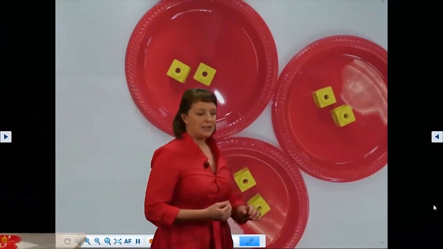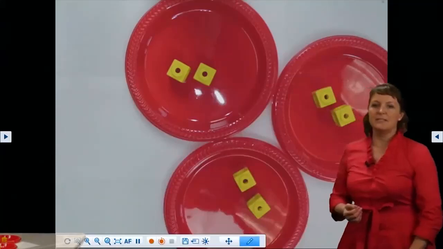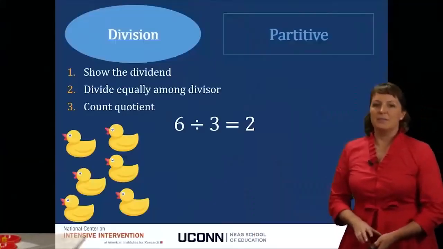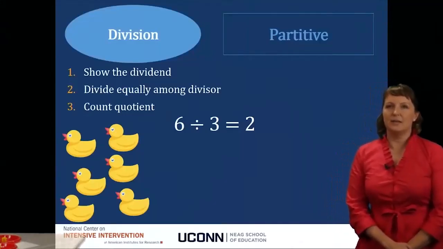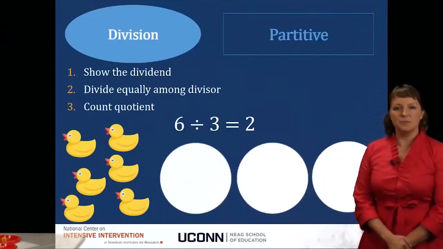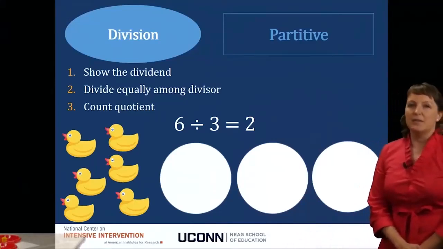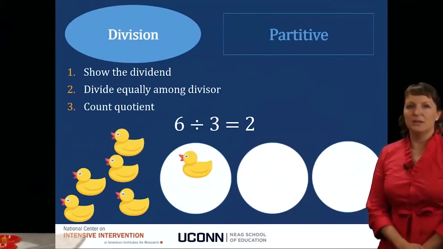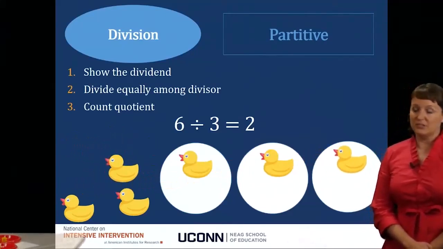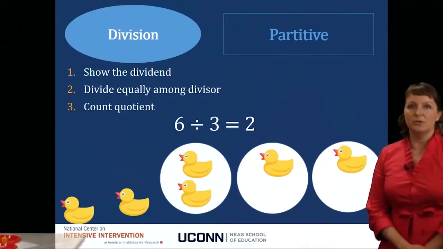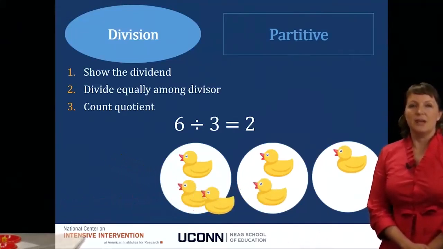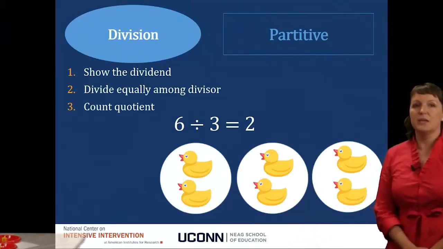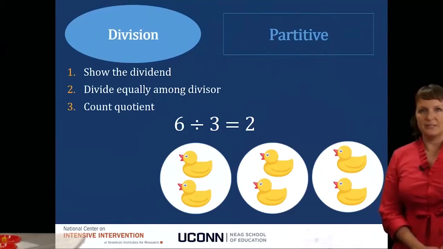Now, if I'm looking at that in the representational model, I'm going to look at my ducks here. They're yellow, just a little bit like my cubes. With my ducks here, I have my 6 ducks, and I'm going to divide them equally among 3 groups. So there are my 3 groups. And remember, I'm going to distribute the ducks one at a time among the groups. So 1, 1, 1. There are still ducks that need to be distributed, so 2, 2, 2. So when I have 6 divided by 3, or 6 partitioned into 3 groups, each group has 2 ducks.